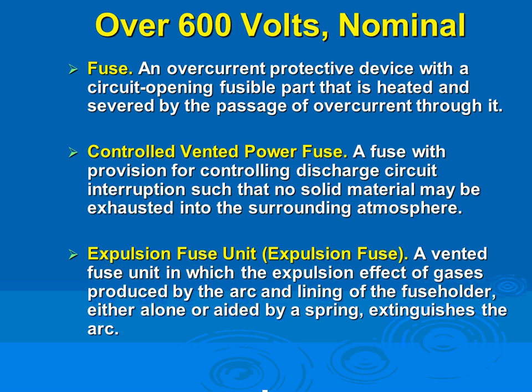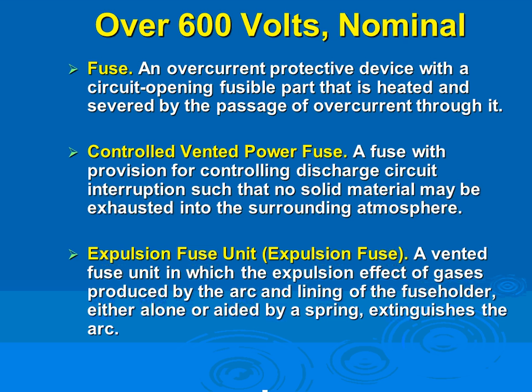Controlled vented power fuses. What they do is they vent when you have a high voltage fuse open, guys. Have you ever seen these ones? They have a lot of energy there. So if they're outside, they vent the energy. Controlled vented, they allow the energy to go. So with provision for controlling the discharge, circuit interrupting is such that no solid material may be exhausted into the surrounding atmosphere. So the energy happens and is dissipated inside that fuse. It's controlled.